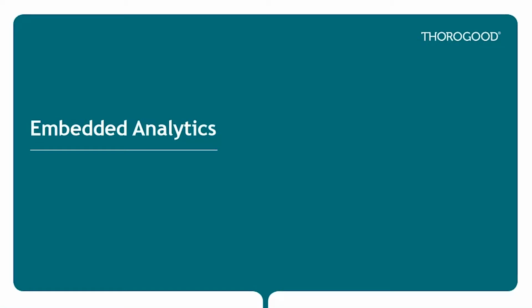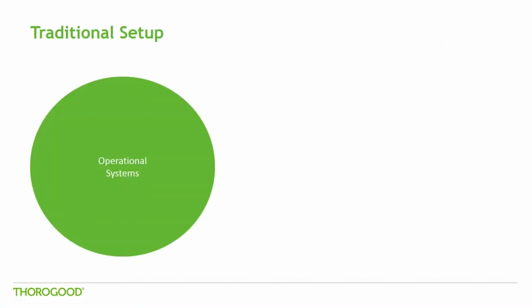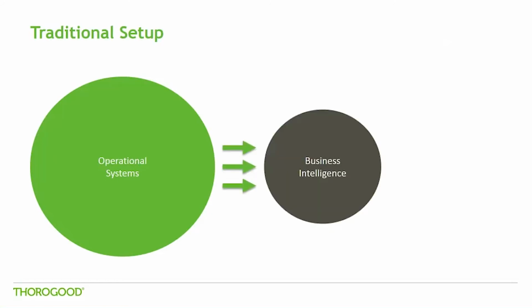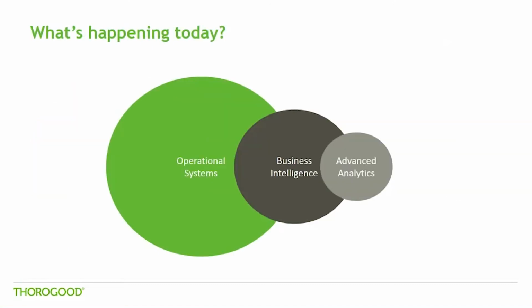We are now going to move on to the section covering embedded analytics. What do we mean by embedded BI and analytics? Traditionally, we have seen a large number of users having access to operational systems like CRM or ERP. A smaller number of people have access to BI and reporting tools that provide dashboards, and BI has often been standalone. But in the past few years, we have seen a convergence.